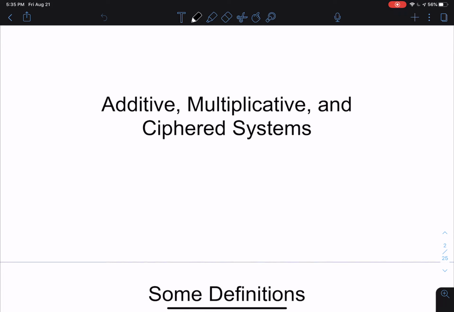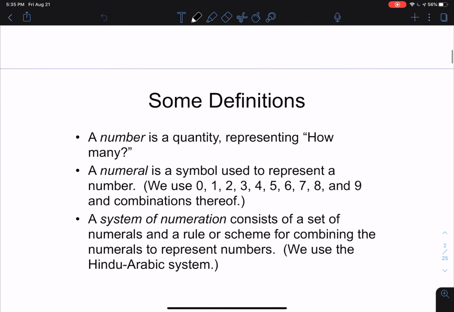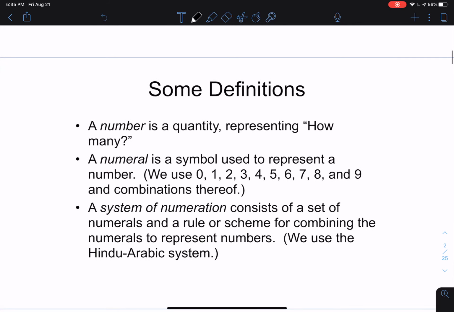And then later, not in another video, we'll look at place value systems, which is what you're more familiar with nowadays with our current Hindu Arabic numerals. But we're going to go way back and look at additive, multiplicative, and ciphered. But before we do, let's cover a few definitions, just little nitpicky kind of definitions.